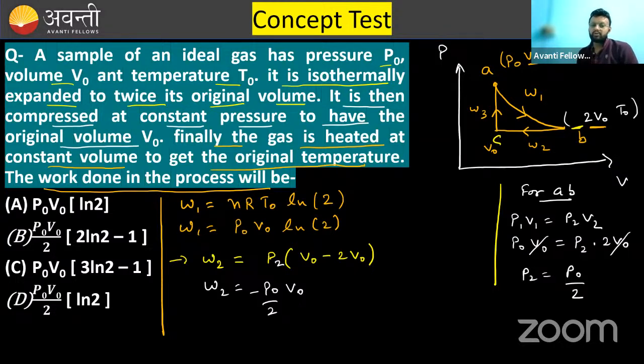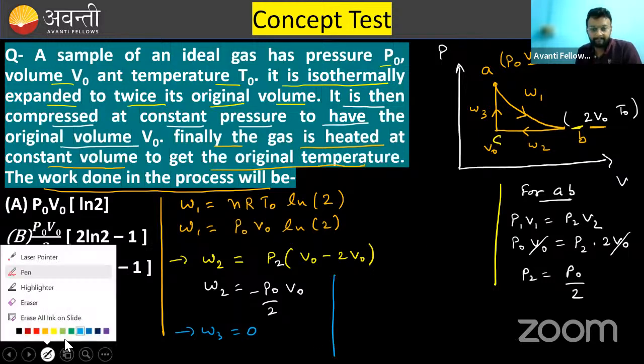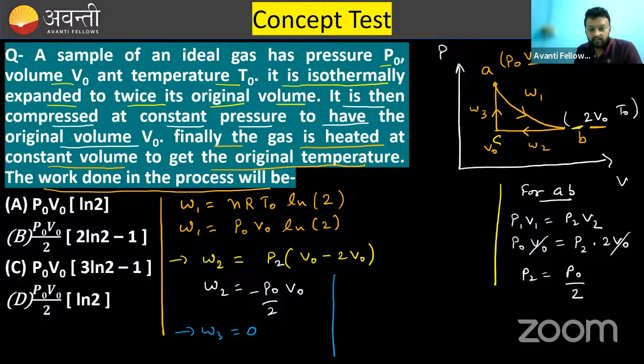So W1 is known, W2 is known. So total work done, and W3 is what? 0. Why 0? Because this is isochoric process. Now total work done is what? You need to add all these W1, W2, and W3. If you add, it will become P naught V naught ln2 minus P naught V naught by 2.